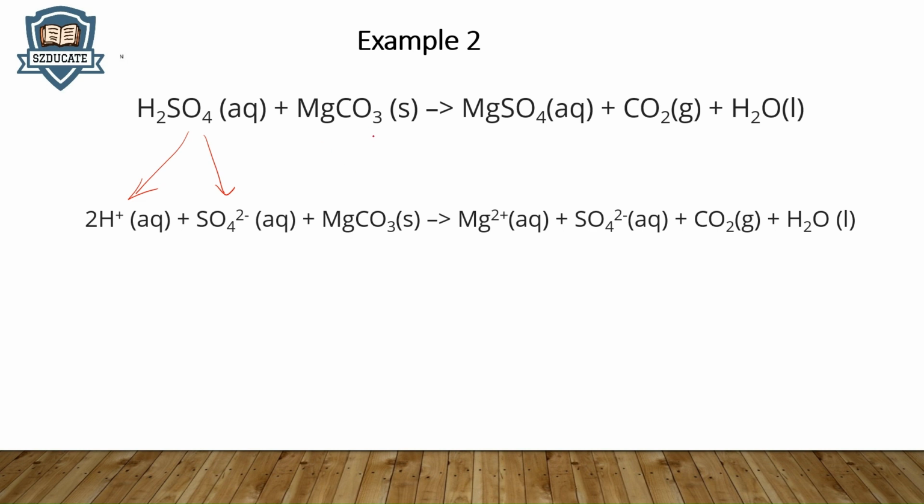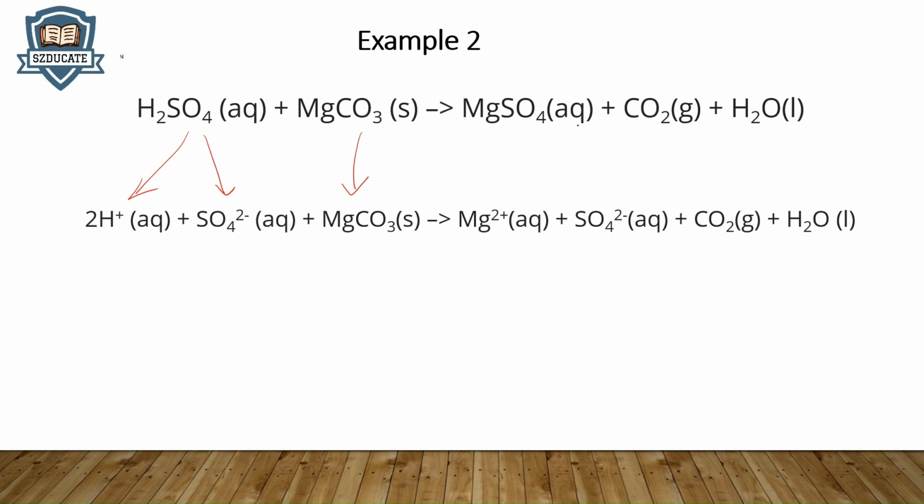MgCO3. Now, if you check the solubility table, all carbonates are insoluble except group 1 and ammonium salts. Magnesium is group 2, so magnesium carbonate is insoluble. So you take note, we did not split it. I keep it as it is. There's no need to split it. Even if you split it, you realize that you do extra work. So just keep it as it is.